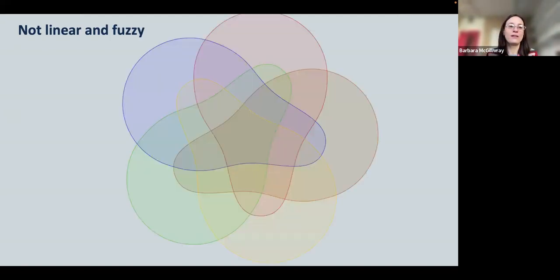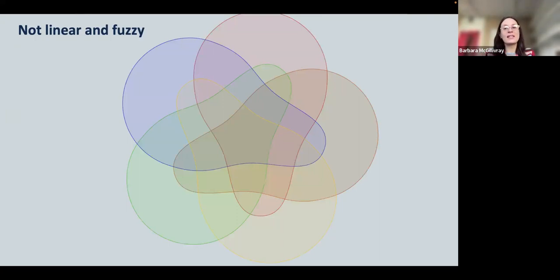And the phenomenon of what we call semantic change, so the phenomenon whereby words change their meaning over time, is definitely quite a complex one that I would define as non-linear and fuzzy. Non-linear because the change doesn't happen at a constant pace. There are moments where words tend to change faster, moments where they don't change at all.